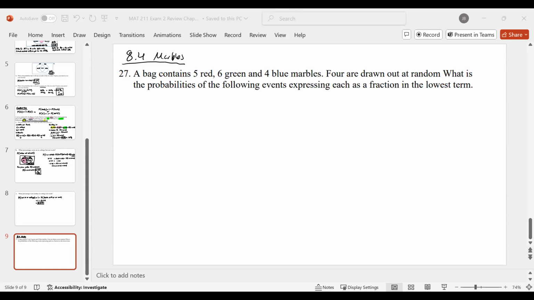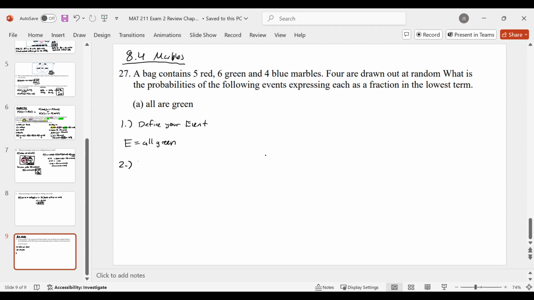So when you're doing a problem like this, it's all about figuring out what's your total and what you want. That's all you have to think about. So step 1 is to define your event. They said all green, so I want the probability. My event E will be all green. That's the first thing you want to do.